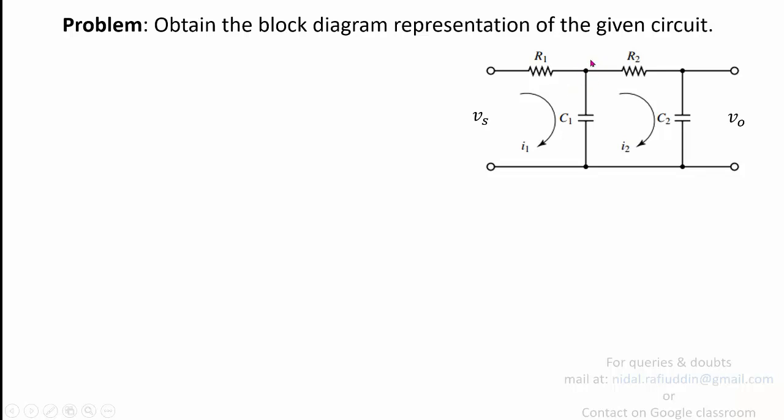If you apply KCL at this particular node, since you already learned about these things, you say that this current is I1, and you assume that this current is I2 because current I2 flows in the second loop. So in this particular branch, you're going to have I1 minus I2, and that is why the current that flows through the capacitor will be I1 minus I2.